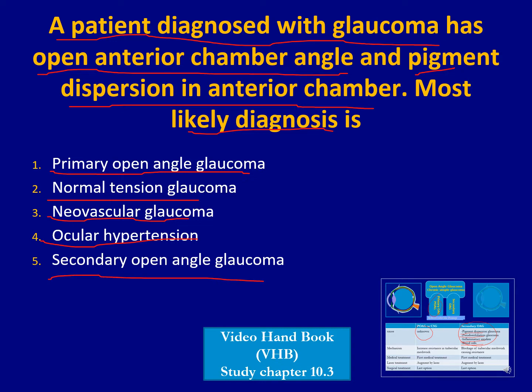The first option is primary open-angle glaucoma. It's not possible because there is a reason for the glaucoma, which is pigment. Normal tension glaucoma, the tension is normal. Neovascular glaucoma is the new vessels in the eye, which are not mentioned in the stem. Ocular hypertension, there's no pigment dispersion in ocular hypertension, so secondary open-angle glaucoma could be the answer.